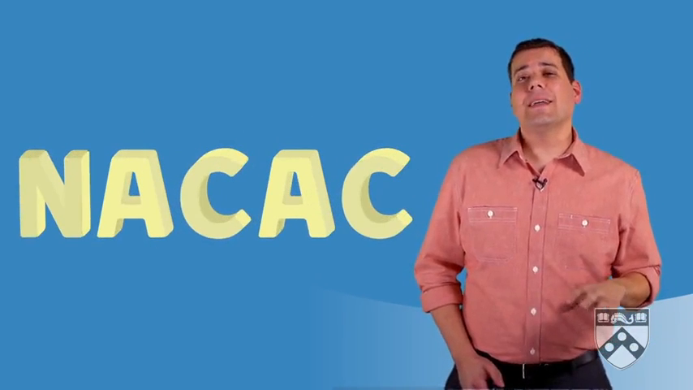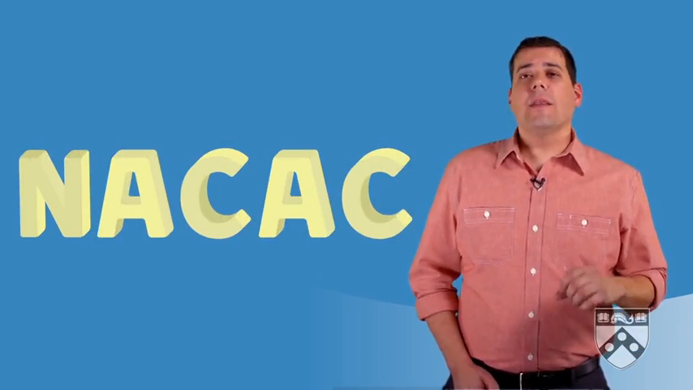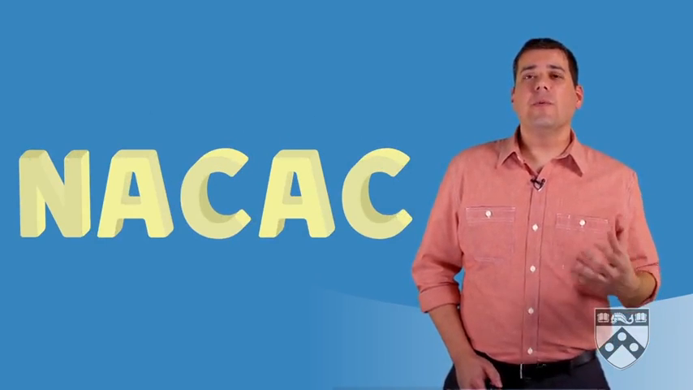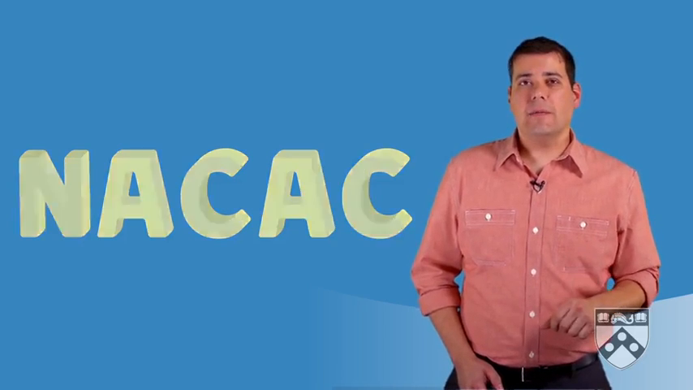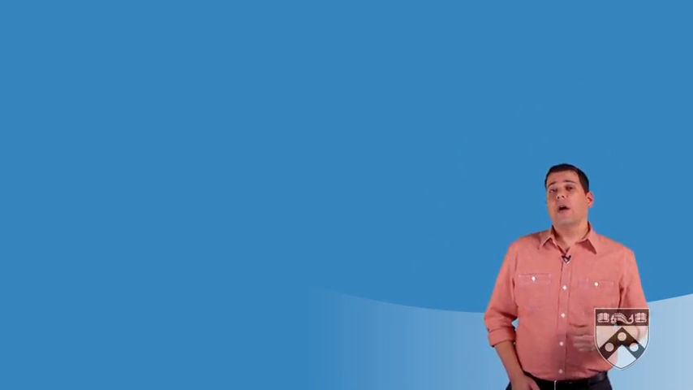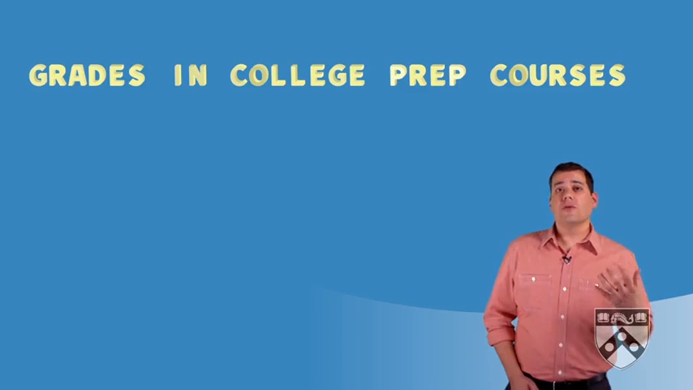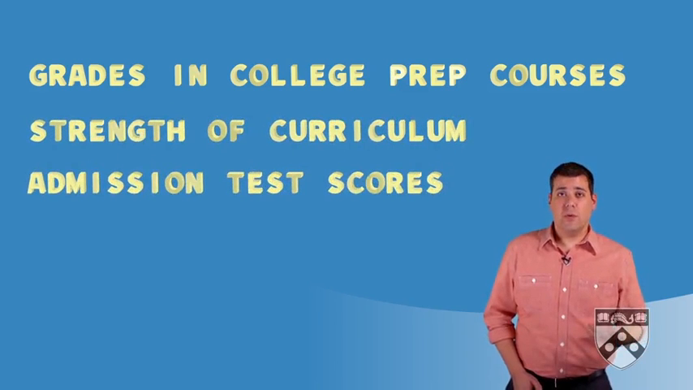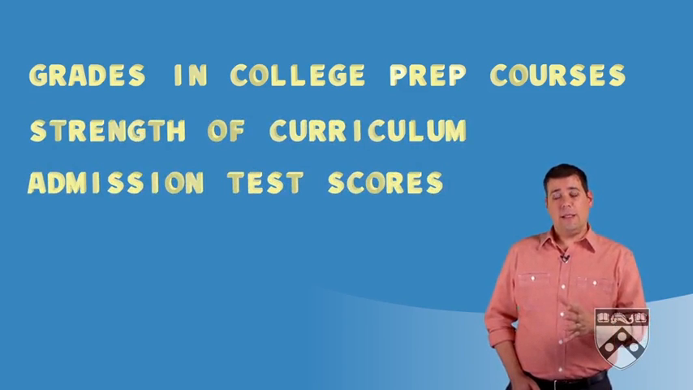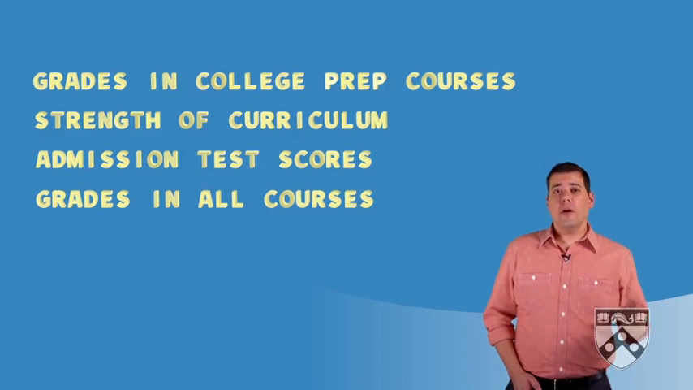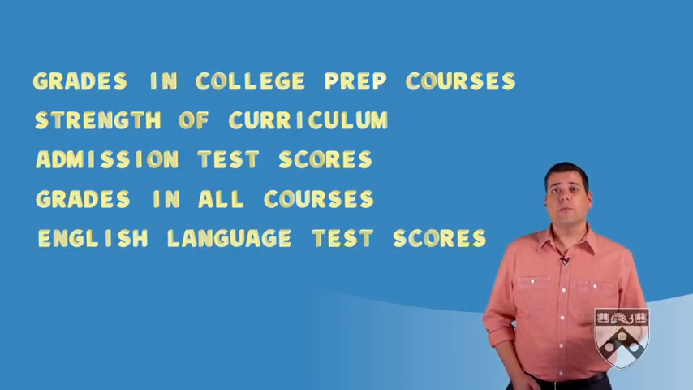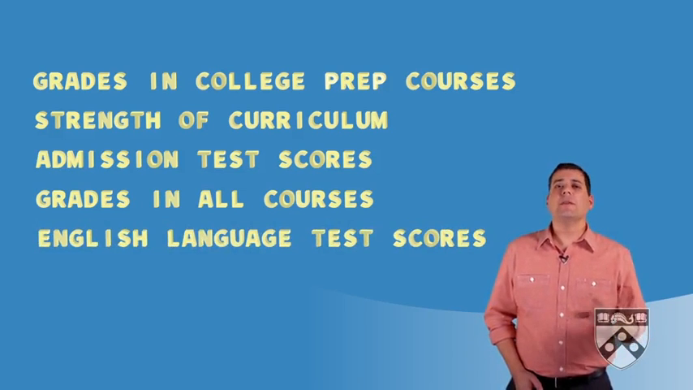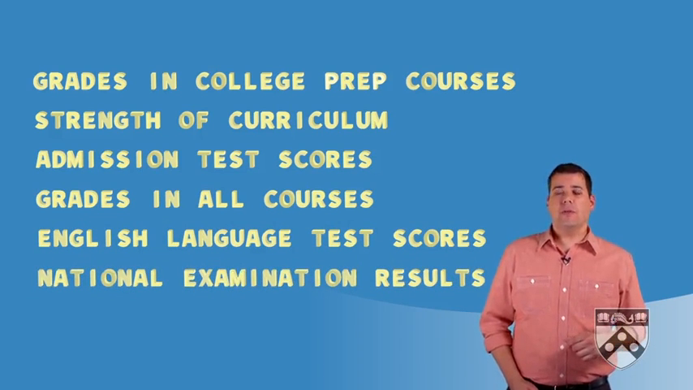We know from the NACAC's State of College Admissions report that the top 4 factors that influence an admission decision are academic. As a reminder, these factors are grades in college prep courses, strength of curriculum, admission test scores, meaning SAT and ACT, and grades in all courses. Because these factors are more reflective of U.S. applicants, we're going to make 2 additions. First, English language test scores, primarily TOEFL or IELTS, and second, national examination results.